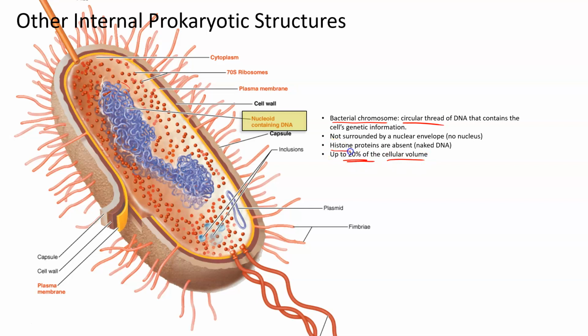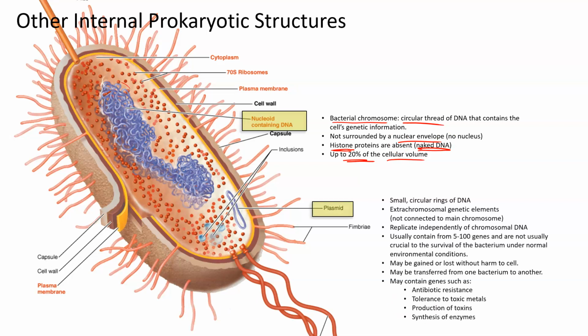It does not contain histone proteins, so we call that prokaryotic DNA naked, whereas eukaryotic DNA, like our DNA inside of our nuclei, possess histone proteins which help to supercoil our DNA and keep our DNA free of tangles and organized the way that it is. And again, not surrounded by a nuclear envelope, so there is no actual nucleus.